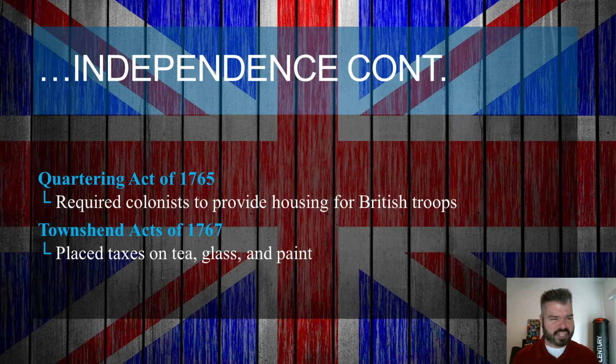We have the Townshend Acts of 1767, which placed taxes on tea, glass, and paint. So we have taxes now on tea, sugar, other products. We have taxation now on paper goods. We have taxation on tea, glass, and paint. It seems like no matter what it is, there's now increased taxation on this.